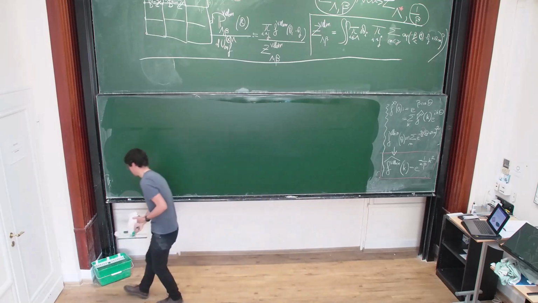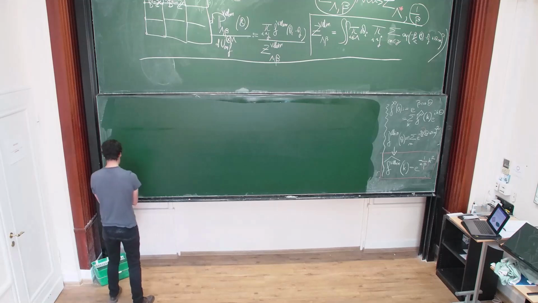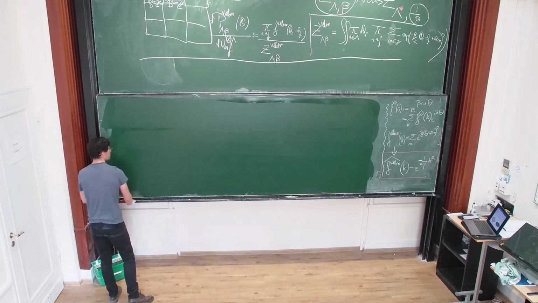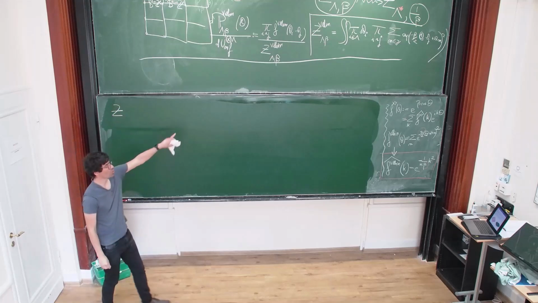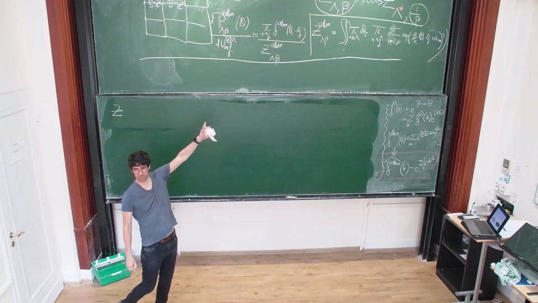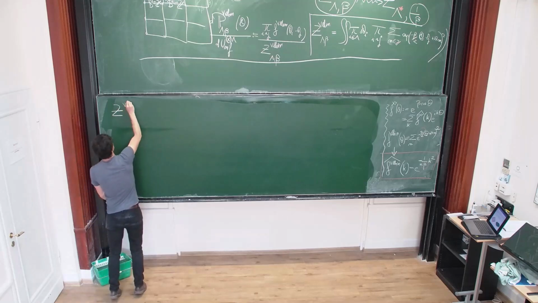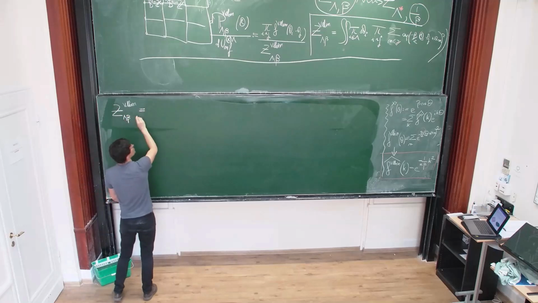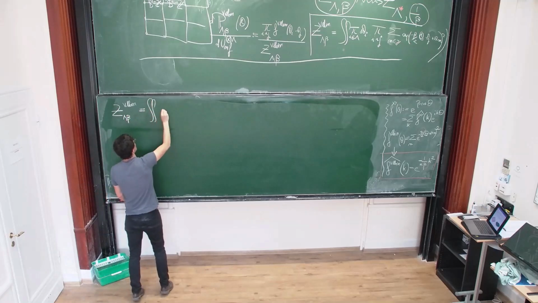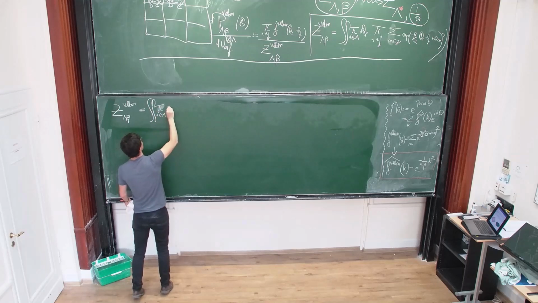Okay, so let's keep computing this partition function. What I will do, along each edge, is write the Fourier series of these 2 pi periodic interactions. And we will see what pops out of this.